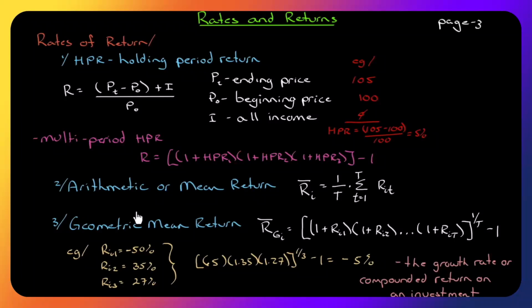Holding period return looks like this: PT minus P naught. PT is your ending price, P naught is your beginning price. So if you're taking your ending price minus your beginning price, that's just the change in value of the security. Add all the income that you received, the numerator at the top, is your return, divided by the original price to get a rate of return.